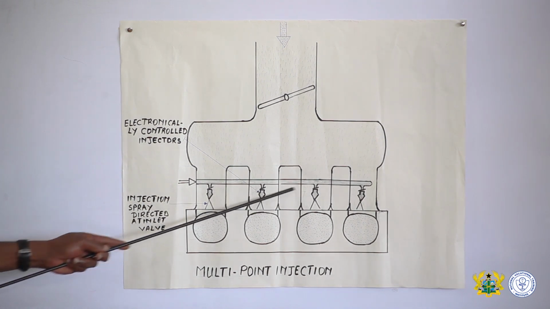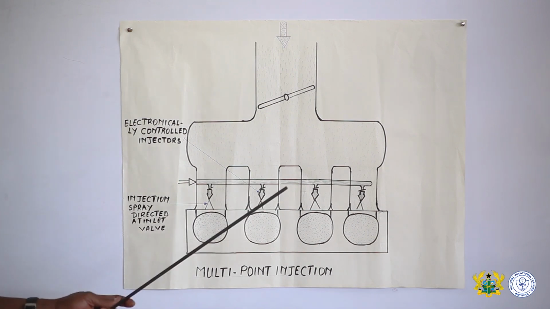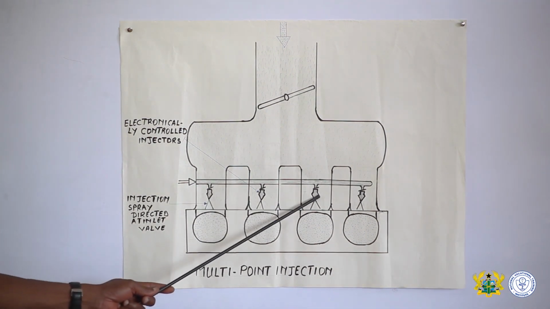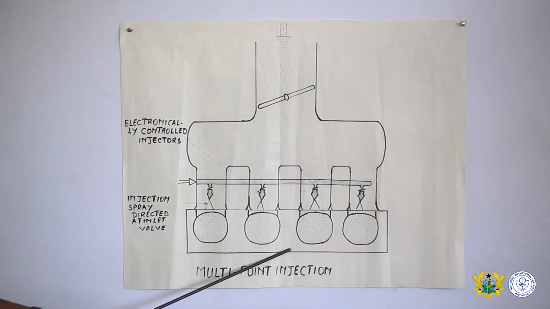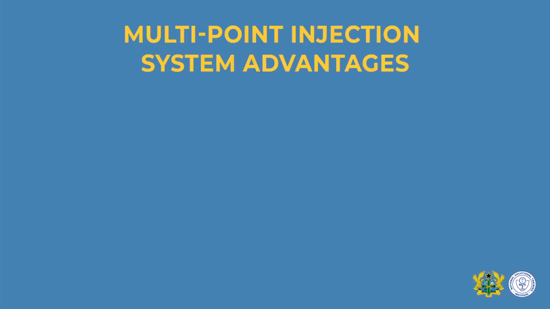This is the multi-point injection system. The problem of the single point injection system is therefore eliminated because each individual injector will be spraying according to the engine firing order. I've already introduced to you the problems with the single point injection system. So the multi-point injection system is used to overcome the problem of the single point injection system.